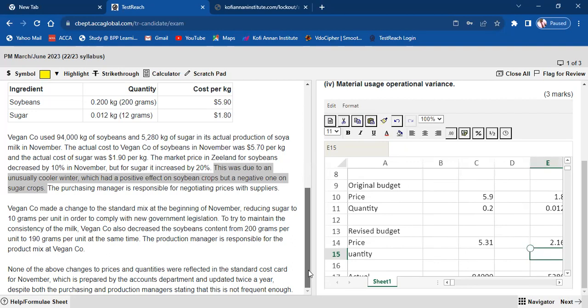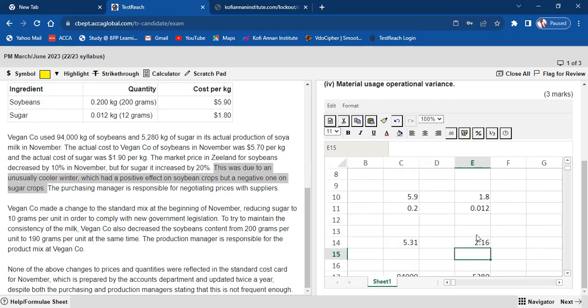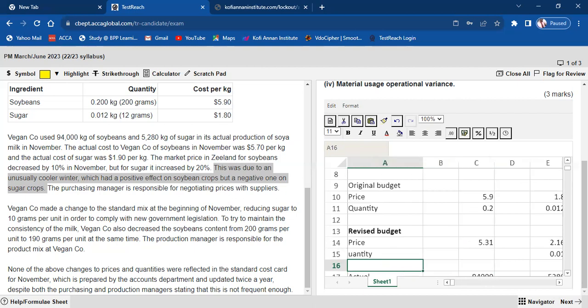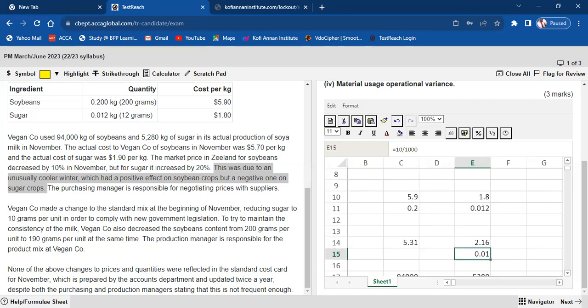So, sugar, the revised budget for sugar is 10 grams. That is 10 over 1,000 kilograms. So that's 0.01. Am I right with that? Quantity revised for sugar. Yes, instead of 0.012 to 0.01.